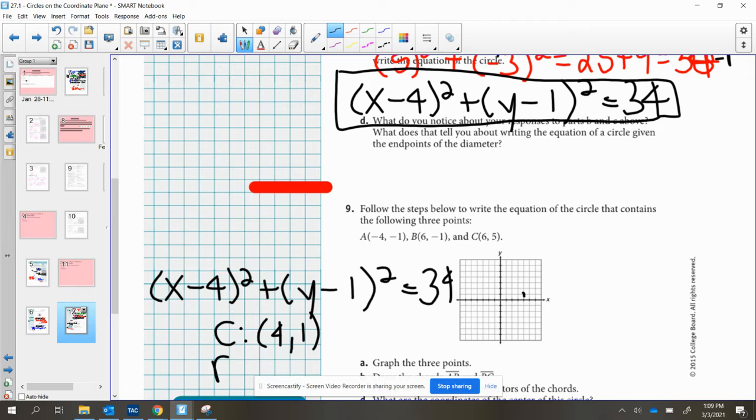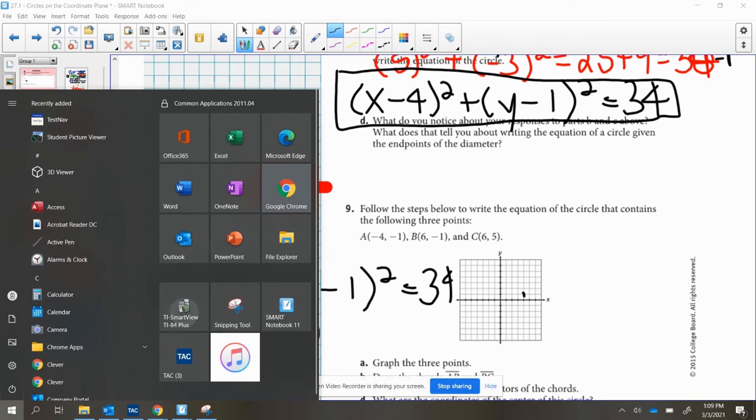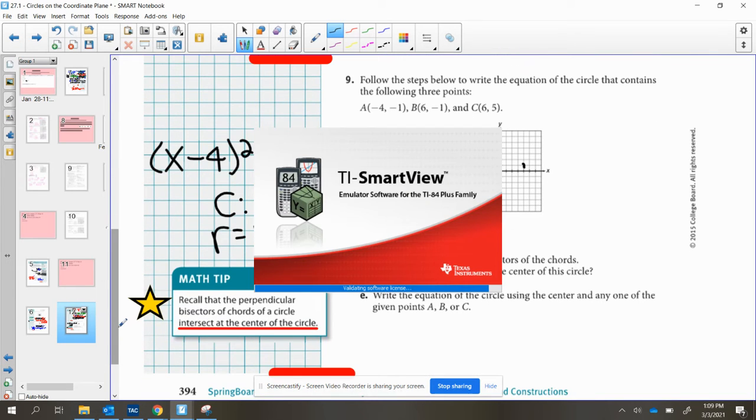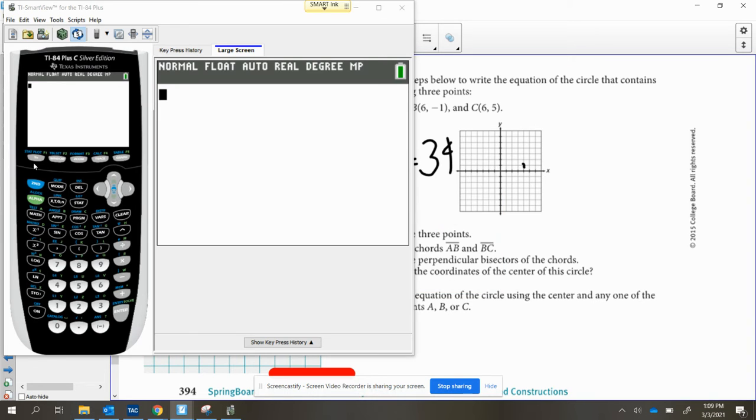And then remember, our radius is the square root of 34, which, if we approximate this in our calculators, the square root of 34 is going to be approximately a little bit bigger than 5, close to 6, right?